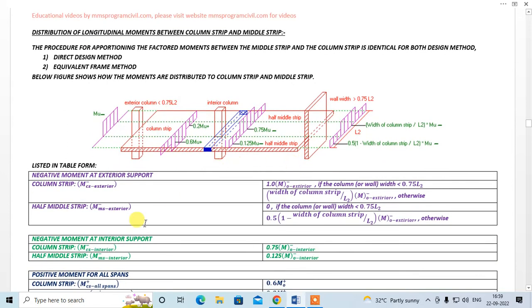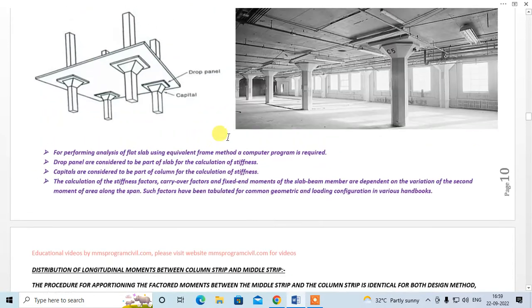Now, negative moment at the interior support. So this is your interior support. Over here it is going to be C, and over here again it is going to be A, or you can say if this is an exterior support, then it will be A. Over here it will be C. If it is the interior support, then here it will be D. Let me show you the figure.